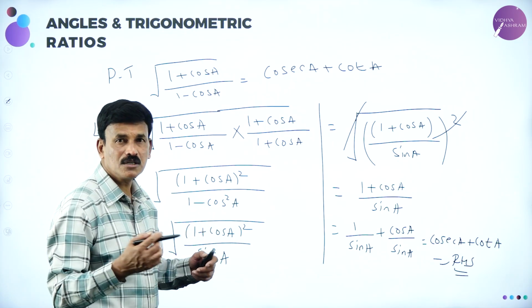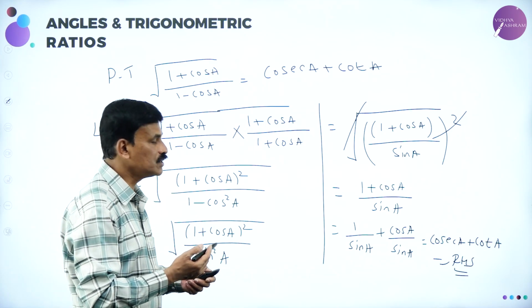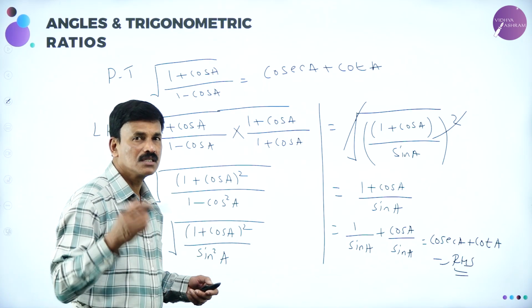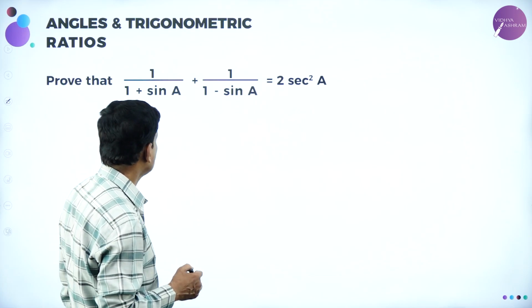So just rationalize the denominator and simplify. Term by term division will give the final answer. That's it. Hope you followed. Now move on to the next problem.